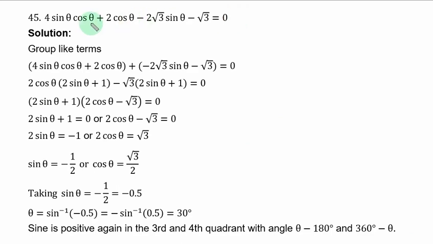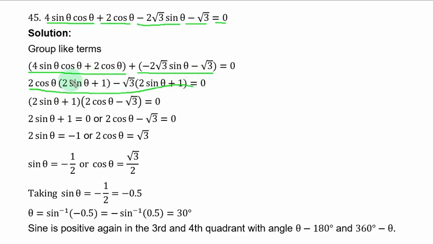Example 45, you have the equation 4 sine theta cos theta plus 2 cos theta minus 2 root 3 sine theta minus root 3 equal to 0. Solution: group like terms. When you do that, you have the first two terms as the first group and the last two terms as the other group. If you factor out the common terms from each group respectively, you have this result.